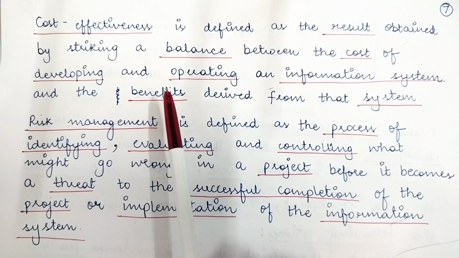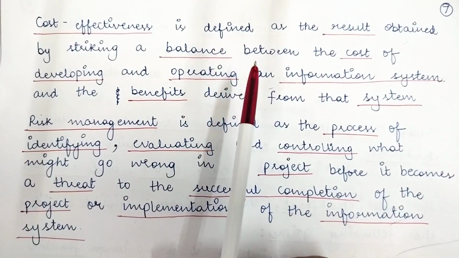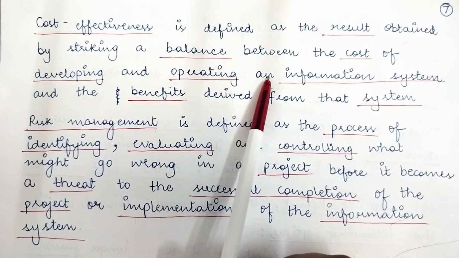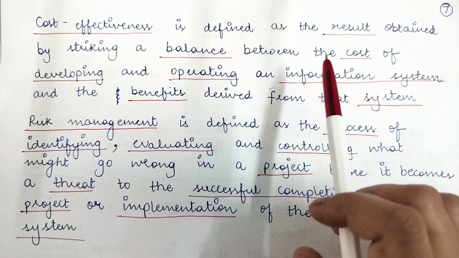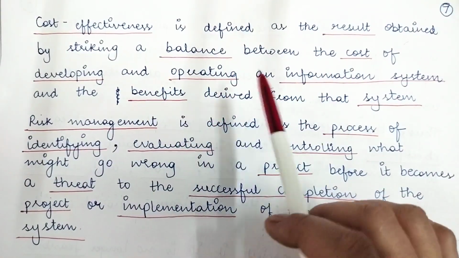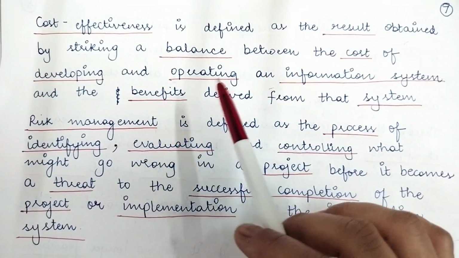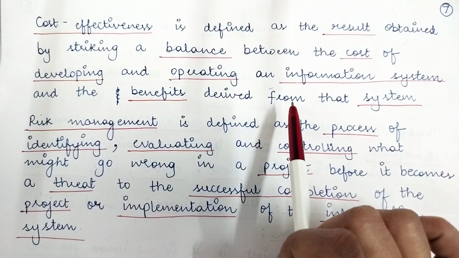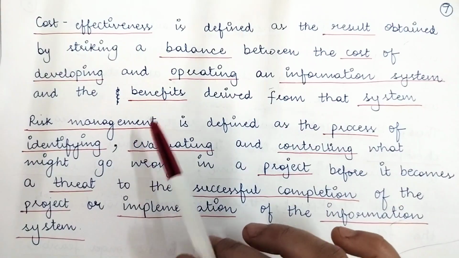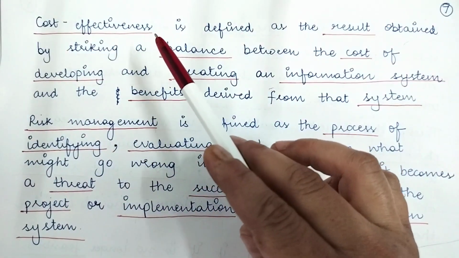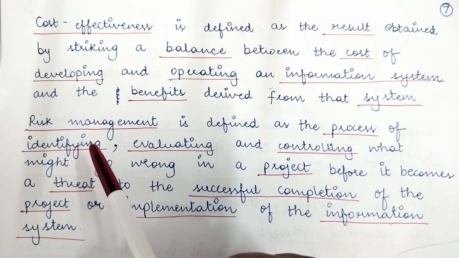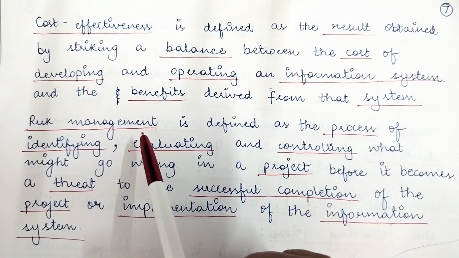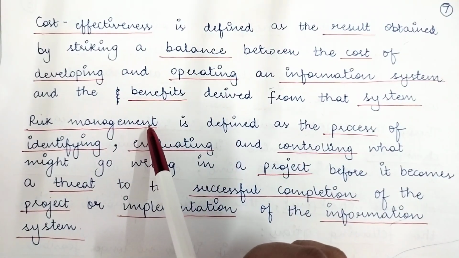If the benefits outweigh the cost of developing and operating the information system, or if the benefits are more than the cost of developing and operating the information system, then that solution is an optimum solution. Other thing is that apart from evaluating the cost effectiveness of a solution, you will evaluate the risk management also of the solution. Both things have to be evaluated.